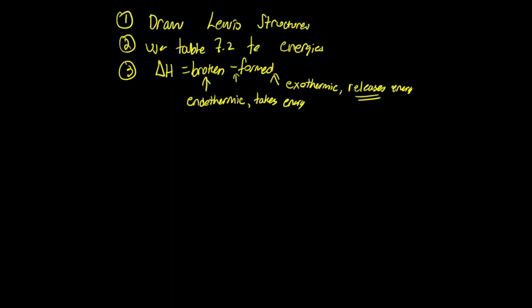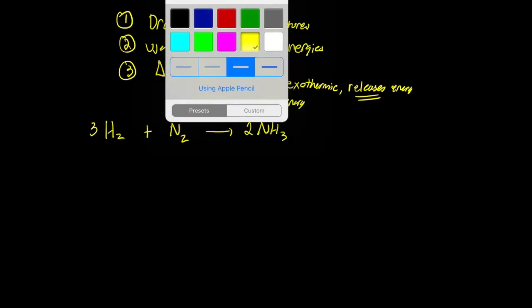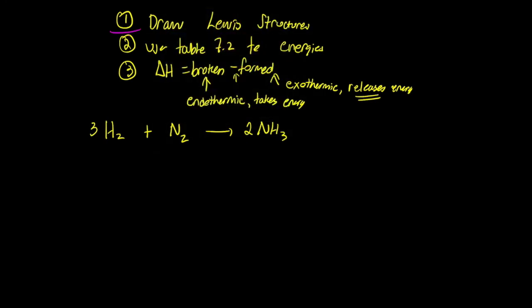So let's do this for ammonia. Hydrogen and nitrogen combine to form ammonia. Now I need to balance this chemical equation, so I'll put a 2 there and a 3 here, okay? Step 1, draw Lewis structures. Hydrogen looks like that. Hydrogen looks like that. Hydrogen looks like that. Why am I drawing 3? Because there's a 3 there. I want to draw 3 of the little pictures. I need 3 of those Lego pieces.